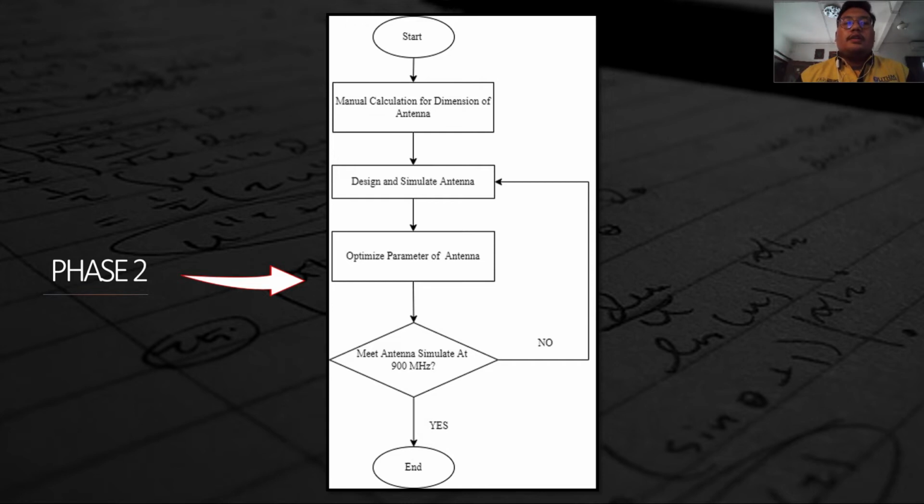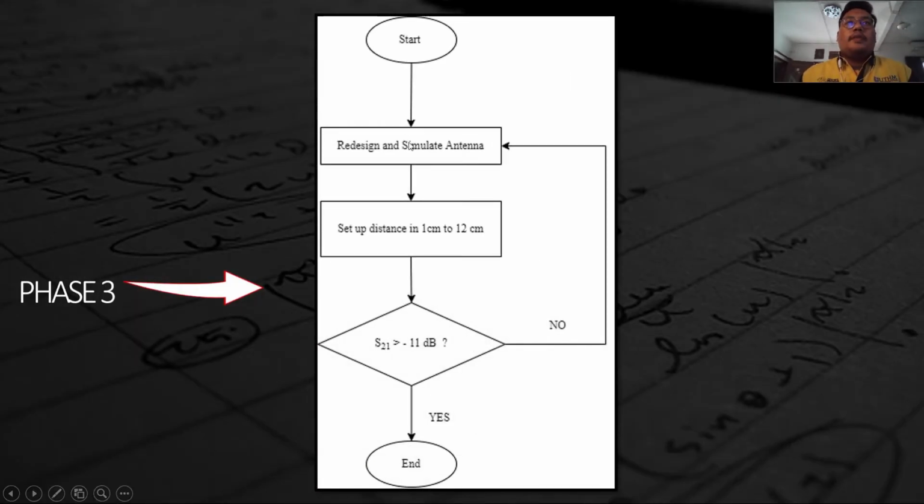If the characteristic of the antenna does not perform, we need to redesign and simulate the antenna, and then optimize the parameters of the antenna, and then check the characteristics of the antenna. Does it perform or not? And then if it performs, we go to phase 3.